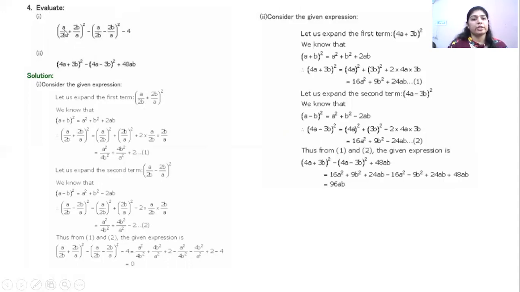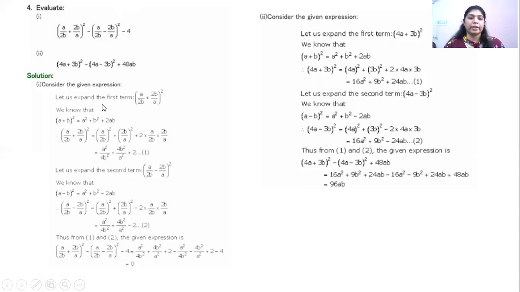Here we have to evaluate (a plus b) whole square minus (a minus b) whole square. Here I am considering a by 2b as one quantity a and 2b by a as a single quantity b. It is easy for us to recall the formula that (a plus b) whole square is a square plus b square plus 2ab, and (a minus b) whole square is a square plus b square minus 2ab, minus this 4. Now if you want to solve this expression as a whole, then you can just apply the formula in that expression and solve.